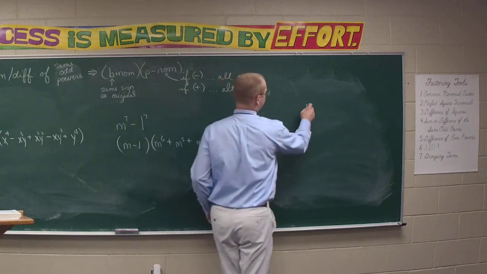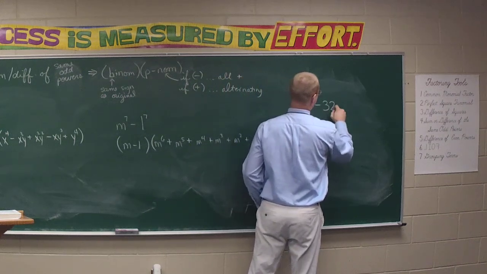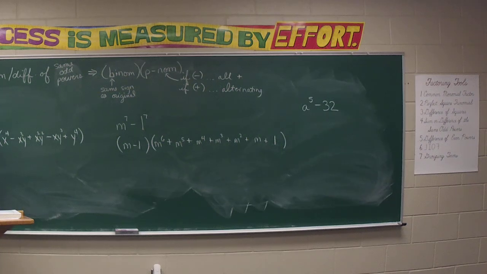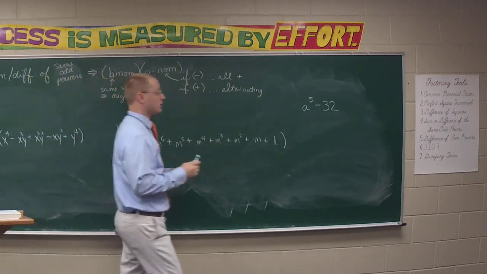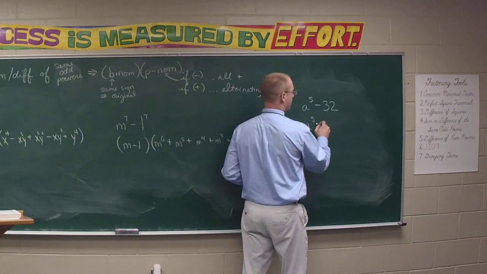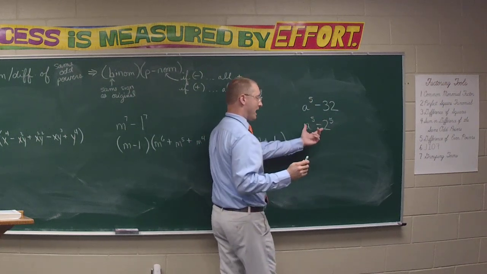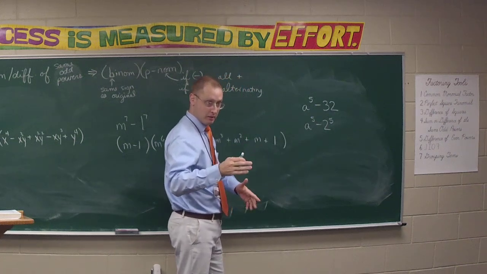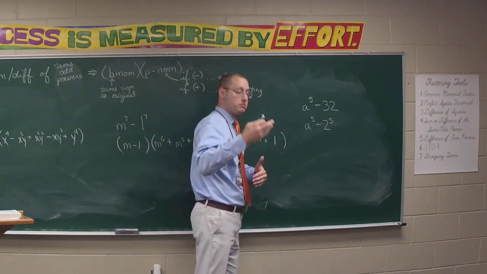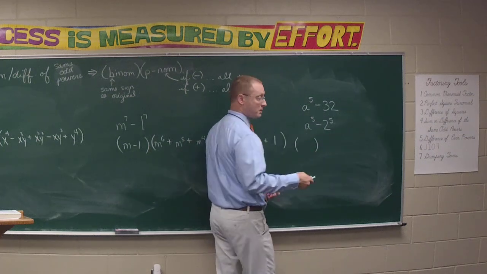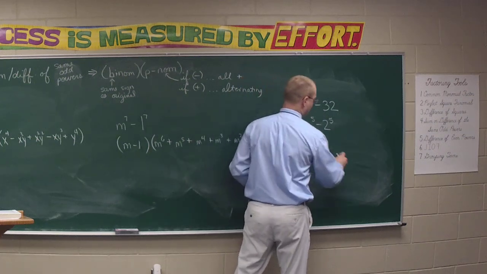A to the 5th minus 32. Thoughts on how we could rewrite this? Raise of hands? Noah? Good, a to the 5th minus 2 to the 5th. So Noah, we have same odd powers. We're going to factor this into a binomial times polynomial. Binomial's 2 terms. Polynomial here is going to be 5 terms.